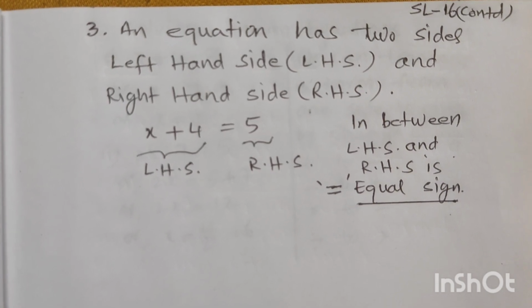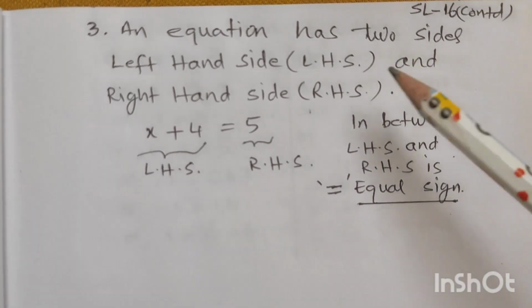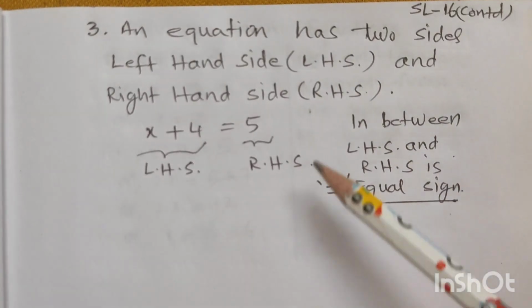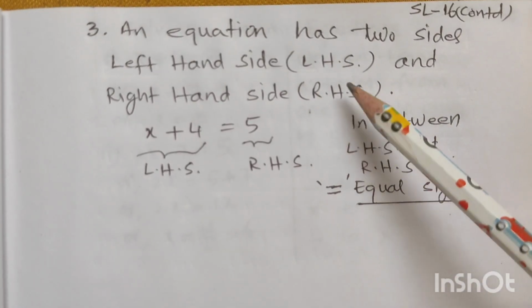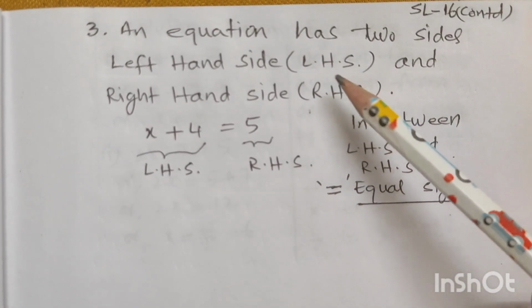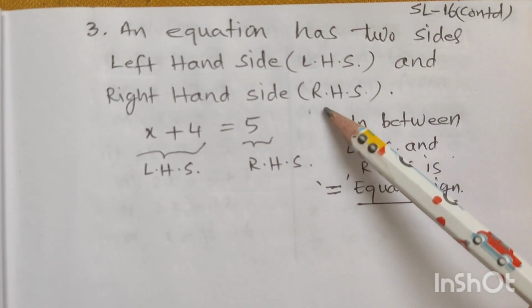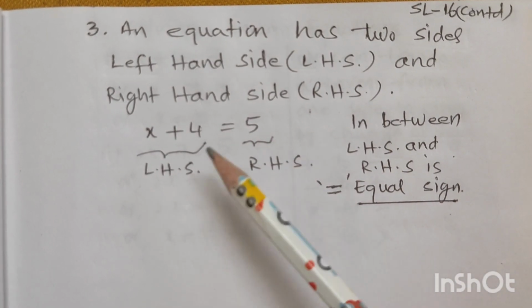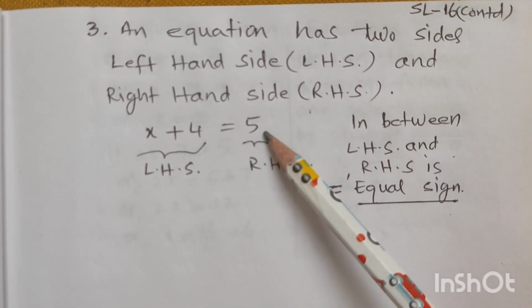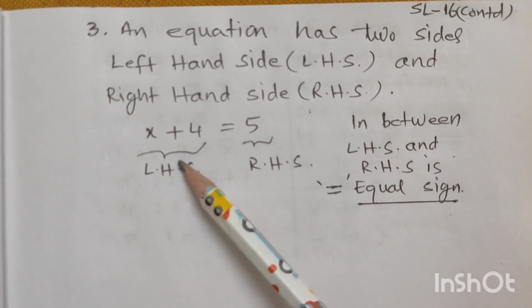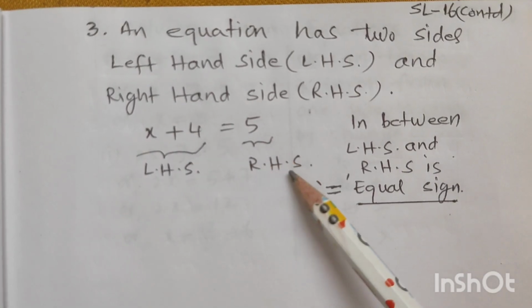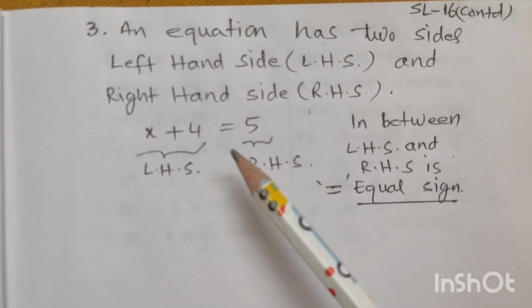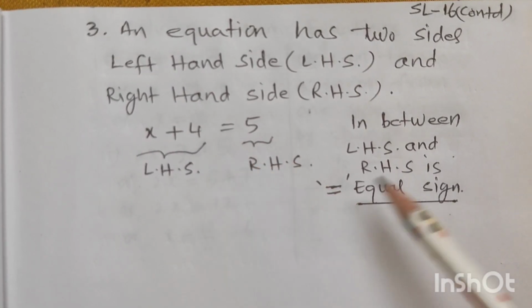An equation has two sides, left hand side and right hand side, abbreviated as LHS and RHS. Now in this equation, x plus 4 equals 5, this side is called left hand side, this is right hand side, and in between the equal sign is given.